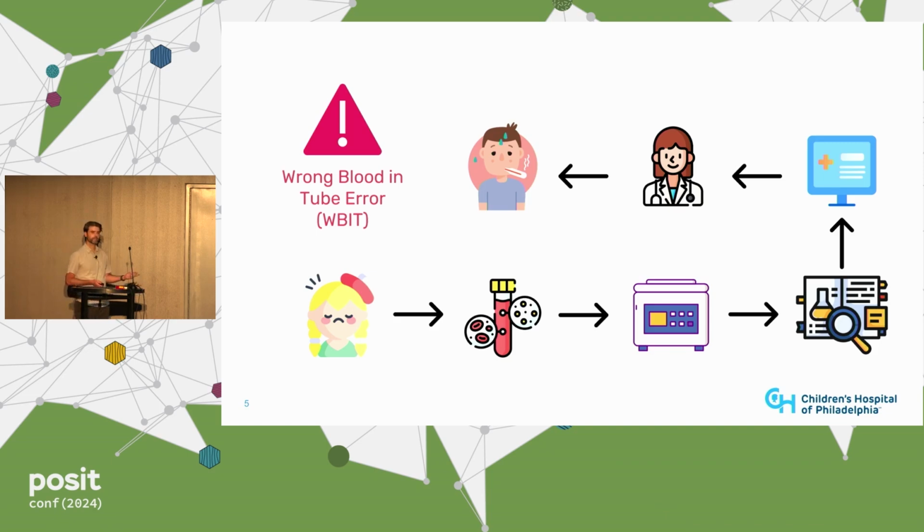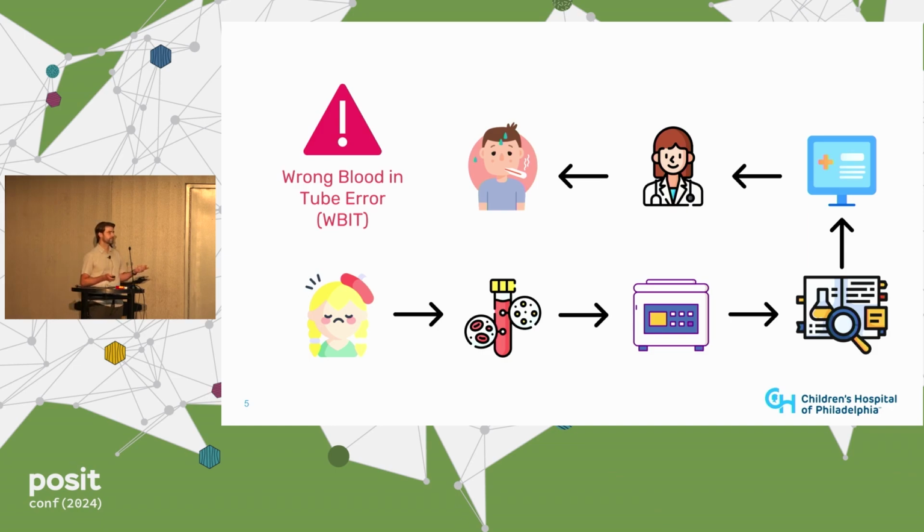And as you can guess, the consequences of a WBIT can be really severe. The wrong medications can be administered, the decision not to administer a medication could be taken, and there could even be life-threatening reactions from transfusion complications.